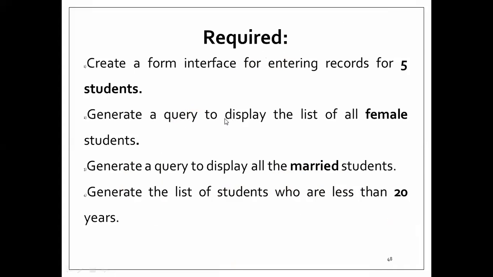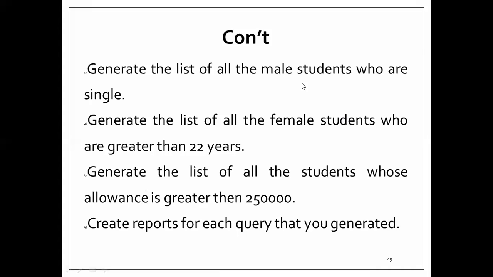We can now generate a query to display the list of all female students. Generate a query to display all married students. Generate the list of students who are less than 20 years. Then maybe generate a list of all the male students who are single. Generate the list of all the female students who are greater than 22 years. Generate the list of all the students whose allowance is greater than 250, and then create reports for each query that you have generated.